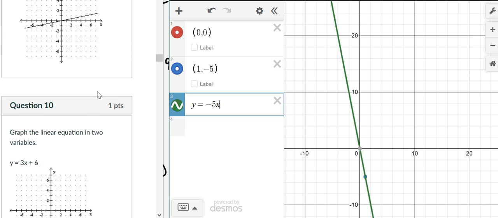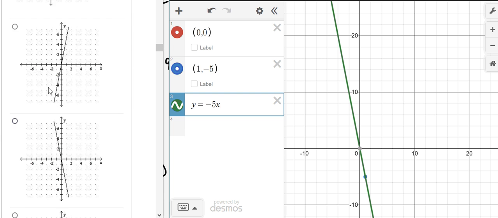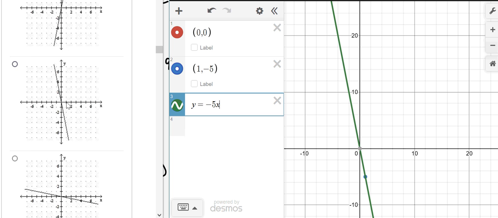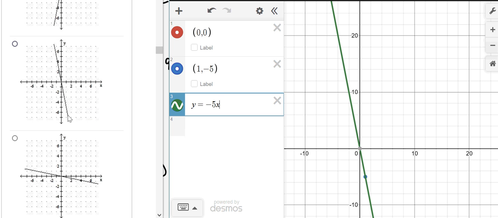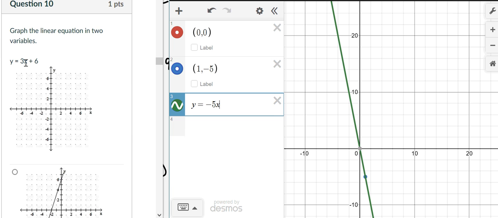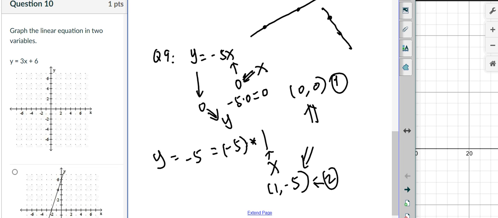Makes sense. Question 10. Graph the linear equation in 2 variables. By the way, here you know this is -5. So the graph, it goes down from the left to the right. We call later on, you will see the graph goes lower and lower. It's decreasing. And here, question 10, you can do the same thing, input values. Let's do this step by step. Okay.